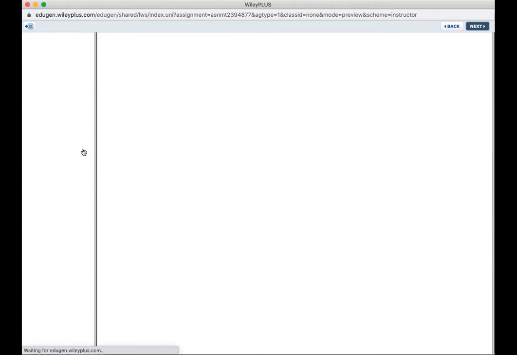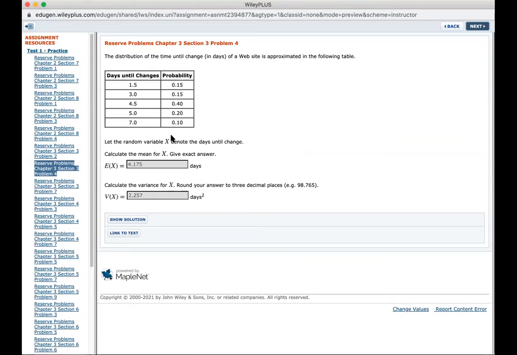Then the next problem. A table is given. This is a probability distribution given as a table. The first column lists the possible values of the random variable, and the second column lists the probability for each value of the random variable. The problem asks you to find E of x, the expected value, and then the variance. We're going to use the formulas from the definition of expected value and variance. Okay, I'll show you in this quiz paper.